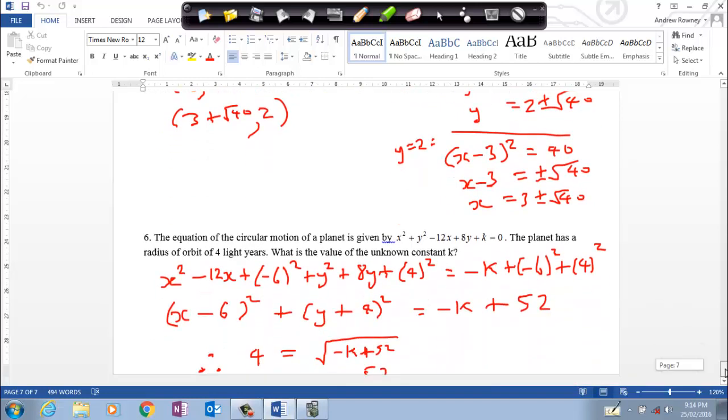And the last one, they give you the equation of the circle, and you have to find the unknown k, where they give you the radius is 4 light years. So you've got to use completing the square. You come down to minus k plus 52. That has to equal 4 squared, or you could consider the square root of that being 4. And then when you solve that, you'll get your k value. You could easily work that one out. So you square both sides, get 16, and then take 52 and divide by minus 1.